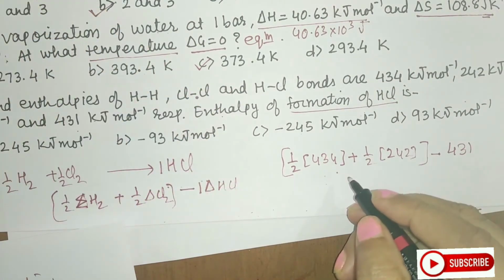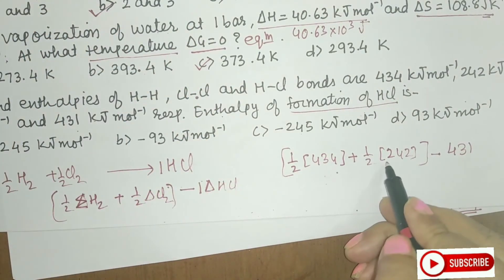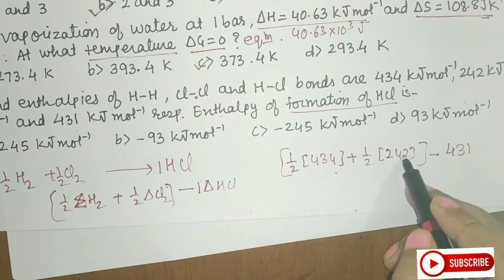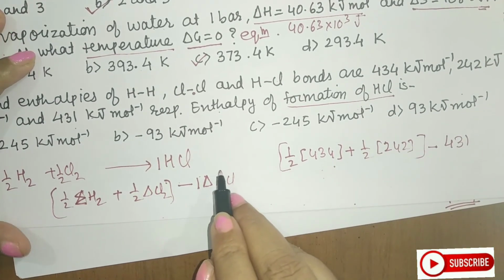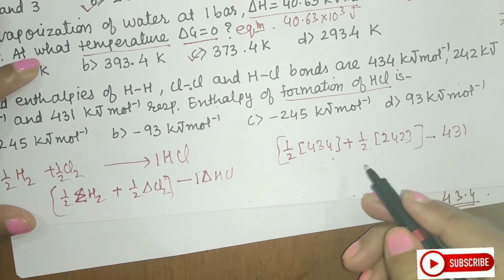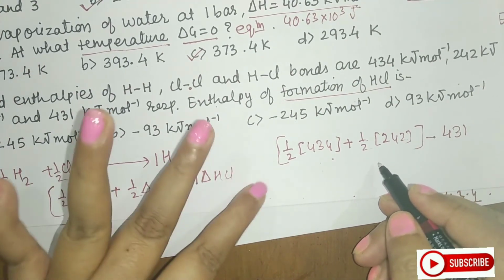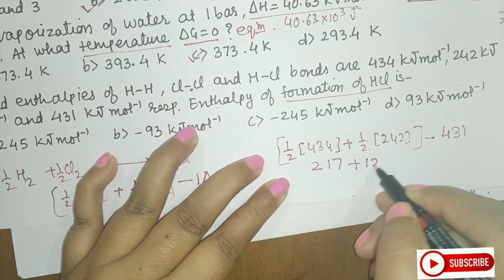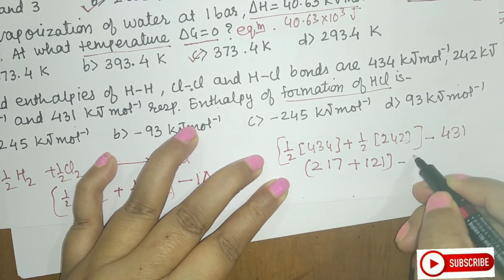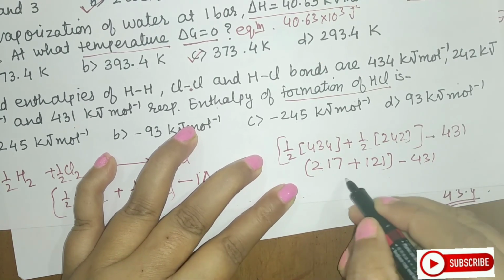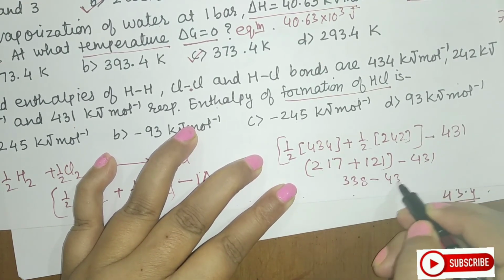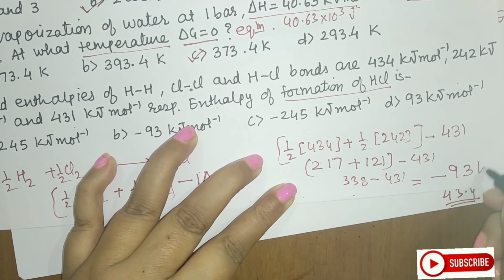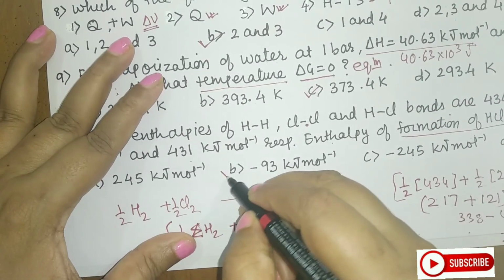If you solve this, how much do you get, students? Instead of doing like this, what you can do is you can add this and divide that by 2. Means you take half out common and add this divided by 2. That will also help you. But this is in detail. So this will give me 217 plus 121 minus 431. So this will give me 338 minus 431. So your answer is minus 93 kJ. So your answer here is second option.